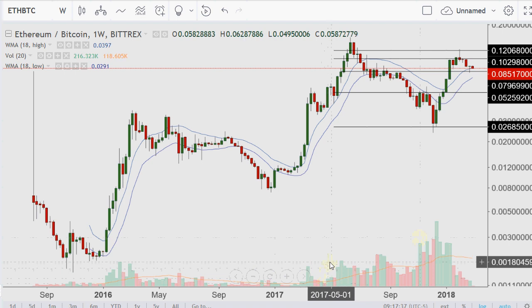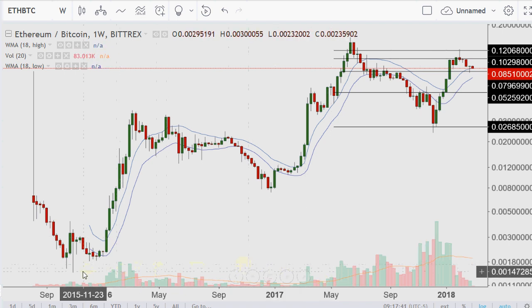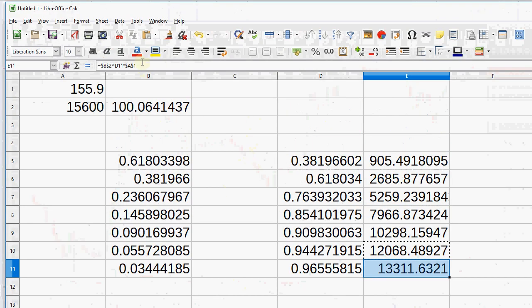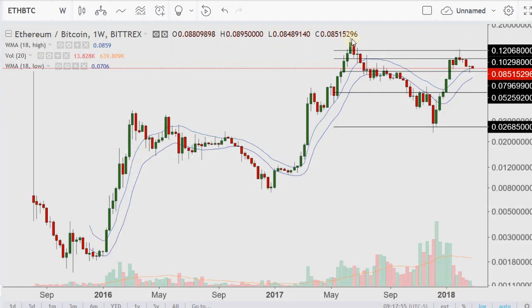What I'll be doing is taking these lows on Ethereum, the all-time lows. Well, I calculated on the spreadsheet the lows at about 155 handle, and 100 times higher than that at the 156 handle represents this high.